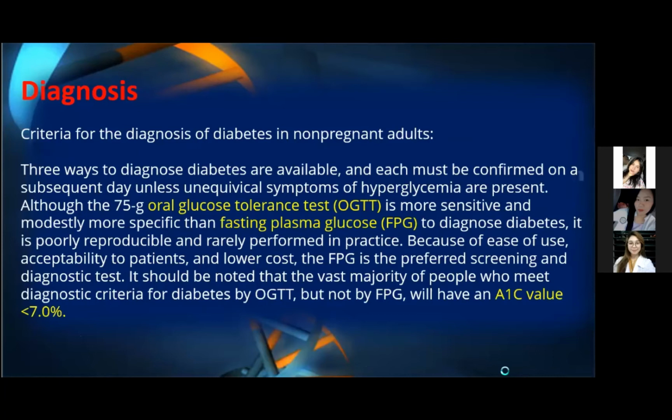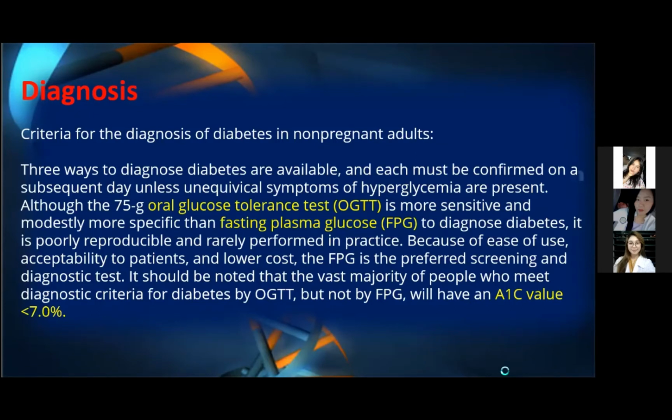So how are we going to diagnose diabetes? Let us talk about the criteria in diagnosing diabetes for non-pregnant women first. We have three ways to diagnose. We have the oral glucose tolerance test, the OGTT, that is more sensitive and modestly more specific than fasting plasma glucose, or FPG. Diagnosing diabetes with it is poorly reproducible and rarely performed in practice.